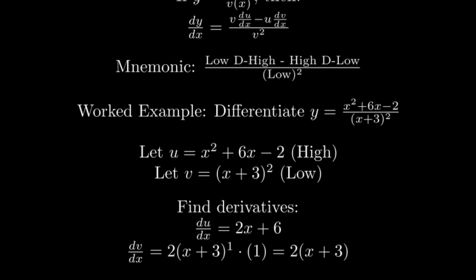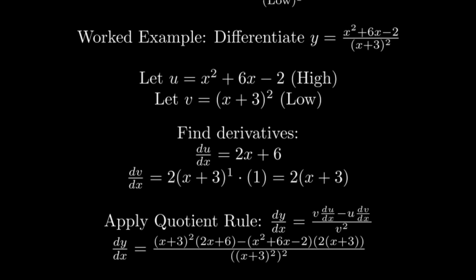For the derivative of v, we need the chain rule. The derivative is 2 times x plus 3 to the power of 1 times the derivative of the inside, which is just 1. So dv/dx is 2 times x plus 3. Now we have all 4 parts. We substitute them carefully into the quotient rule formula. This looks complicated, but we just need to be systematic. It's v times du/dx minus u times dv/dx, all over v squared. Now begins the algebraic simplification. Notice that there is a common factor of x plus 3 in the numerator.